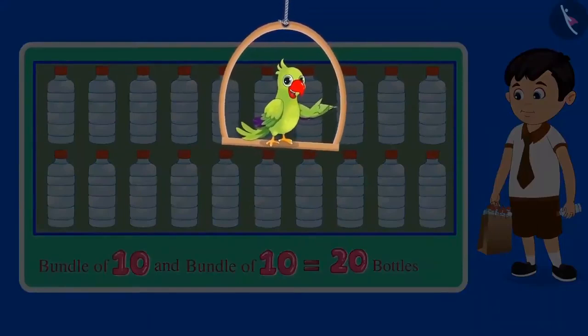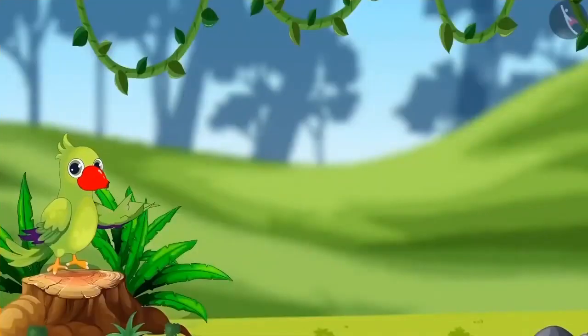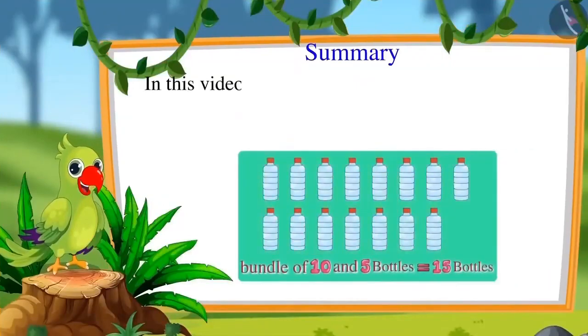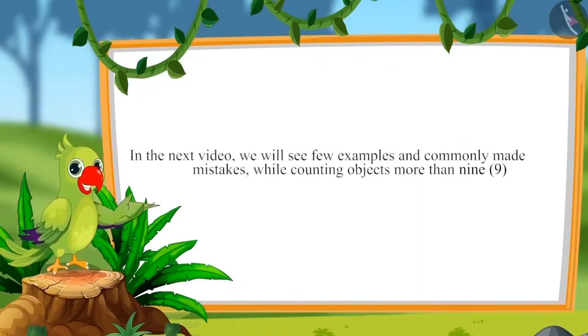Did you understand, children? Similarly, by making a bundle of 10 bottles, we can count till any number between 9 and 20. That was all for today. In this video, we counted objects more than 9 by making bundles of 10. In the next video, we will see a few more examples and the commonly made mistakes that should be avoided while counting objects more than 9.